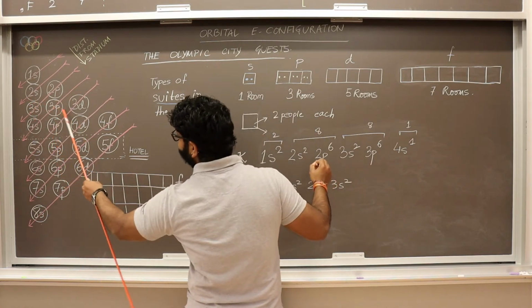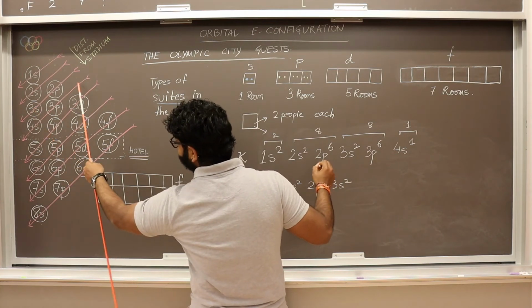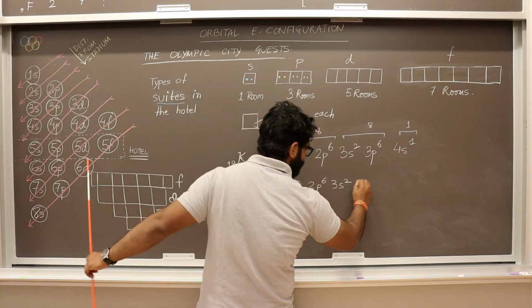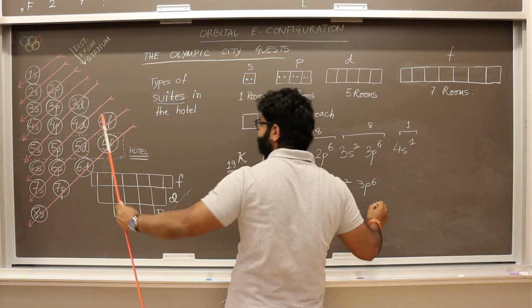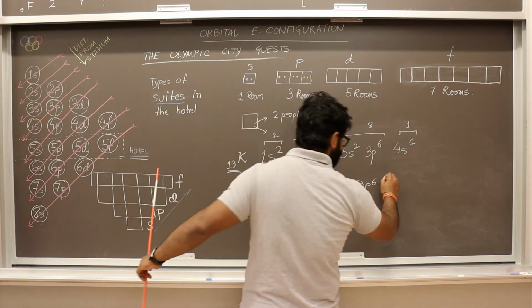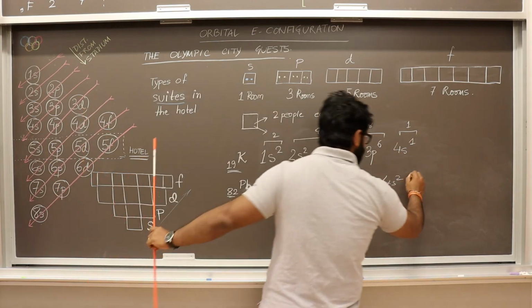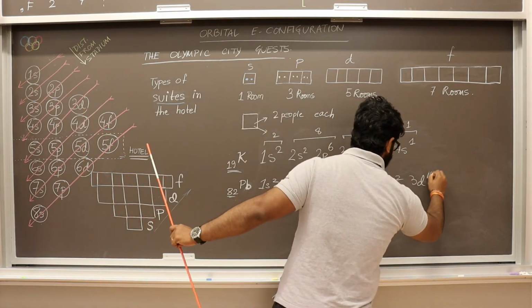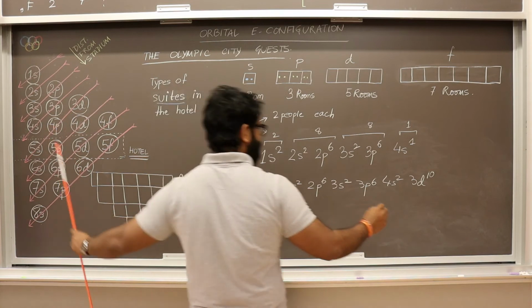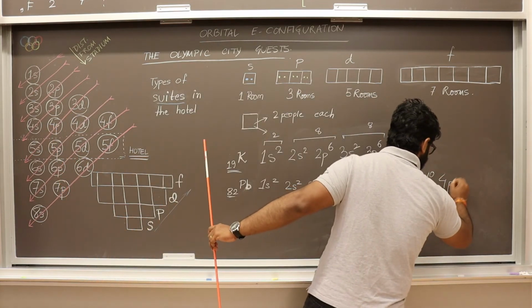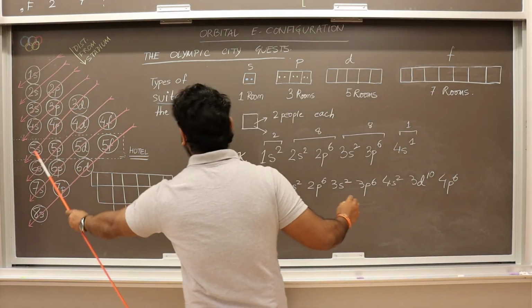then go to 3p, because after 3s you come to this arrow, this punctures in here, 3p, go to 4s, 3d, 4p, 5s.